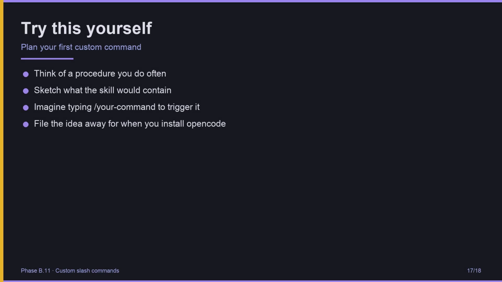Here is a mental exercise. Think of a procedure you do often, at work, in a hobby, in any project. Sketch what the skill would contain. Imagine typing /your command to trigger it. File the idea away for when you install OpenCode in Phase C. The best first custom command is one you've been wanting for years.